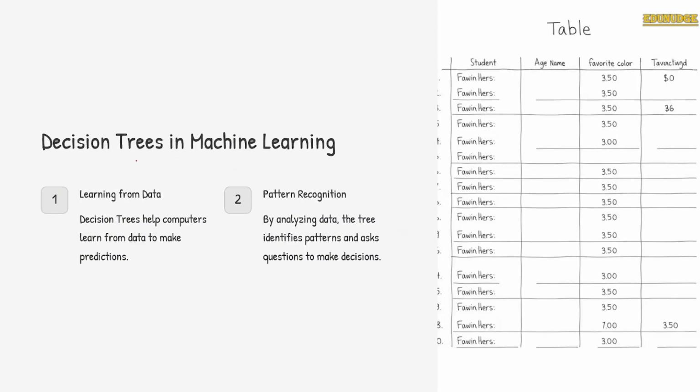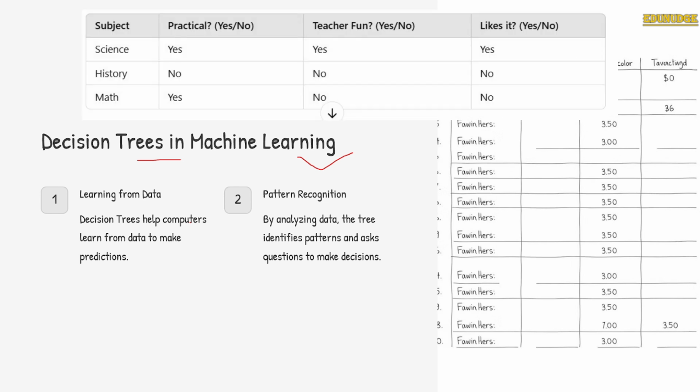So let us understand a little bit more about decision trees in machine learning. Each question is like a branch and your final guess is the leaf at the end. Now, how does this work in machine learning? Decision trees help computers make decisions by learning from data. For example, let's train a decision tree to predict whether a student will like a school subject or not. So let us find that out.